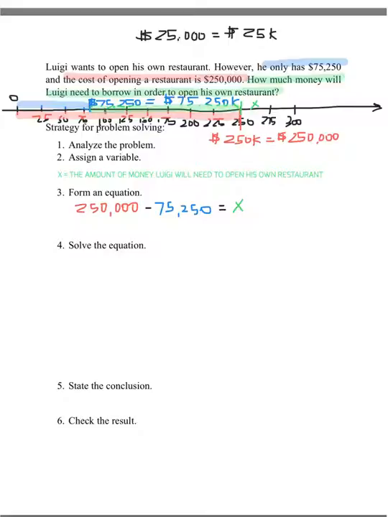So now let's go ahead and solve the equation. Again, when solving the equation, you want to start off with the original problem found in step 3. So it's going to be 250,000 minus 75,250, and that's going to be equal to our variable x. So now all we really have to do is subtract 75,250 from 250,000. We'll do that off to the side as scratch work. So we'll have 250,000. We're going to subtract from that 75,250.